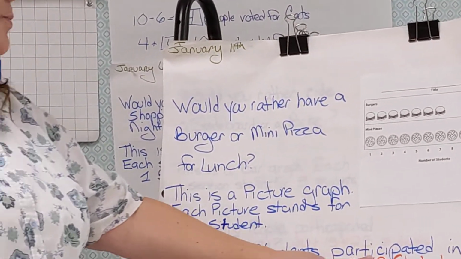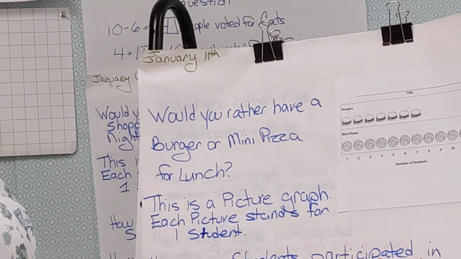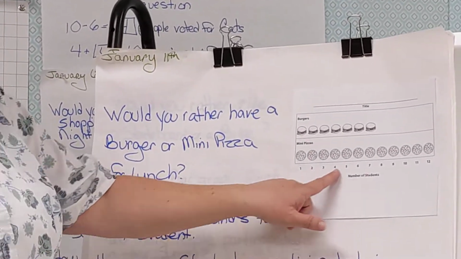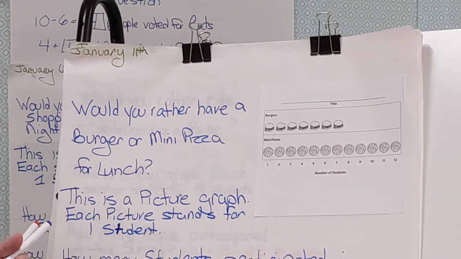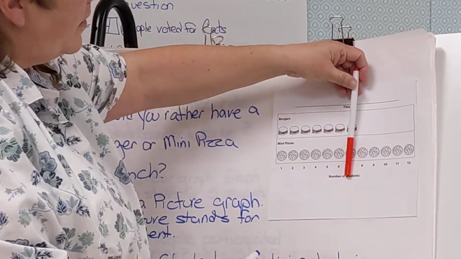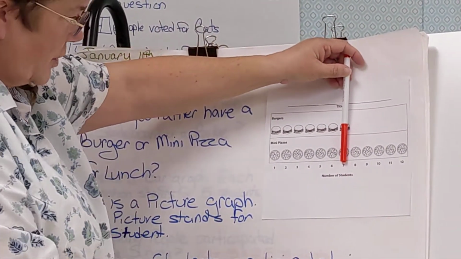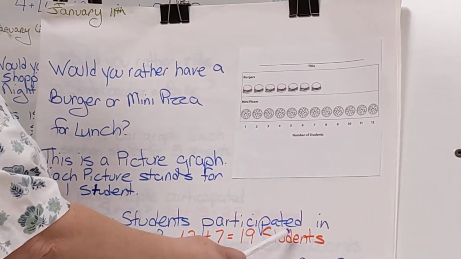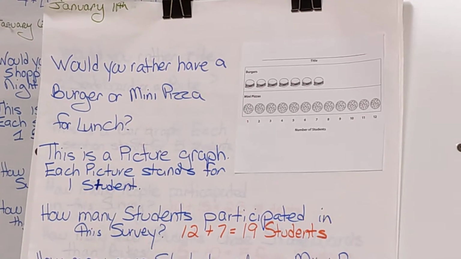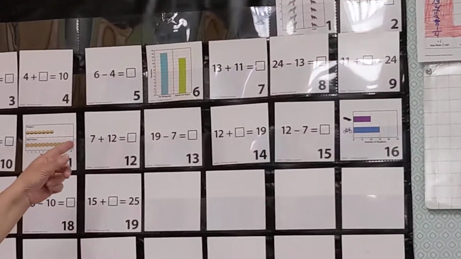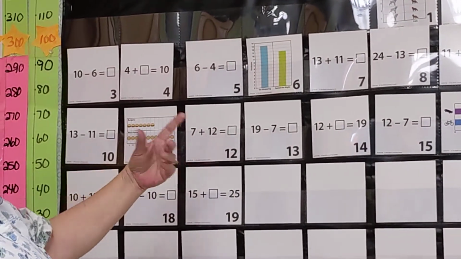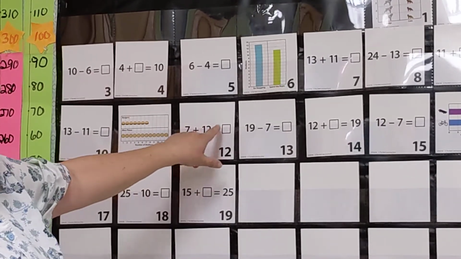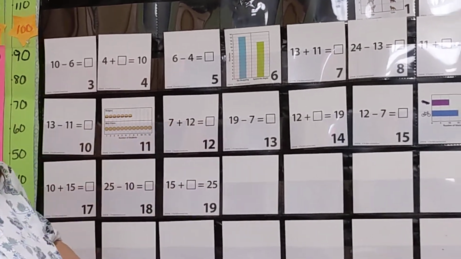How many students participated in this survey altogether? So 12 students picked mini pizza, and if I come up here, 7 students picked burgers. So 12 plus 7 equals 19. Is that one of our equations? Yep, I just had it backwards. So 7 plus 12 equals 19. So that was our first equation.